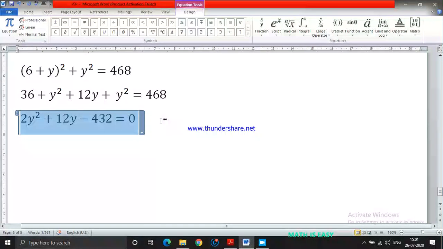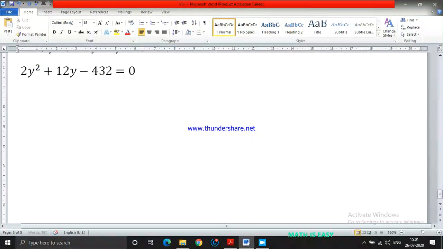If you want further simplification, you can divide each and every term by 2. So you will get y square plus 6y minus 216 is equal to 0. So what are the factors of 216 such that the sum of the two factors will give you 6? How do you decide the factors of 216? You have to work it out a little bit, and you'll get the factors.